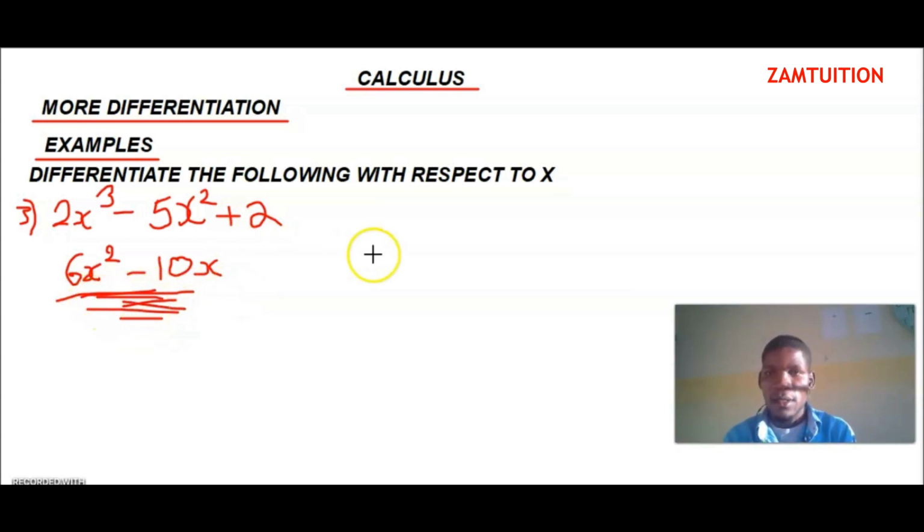Calculus is not very difficult when you know the rules which are applied to each question. When you know the rules which are applied to each question, then calculus is very simple.